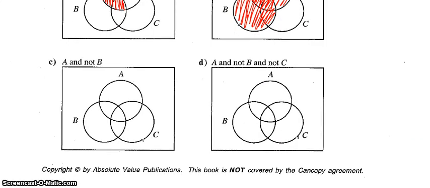Okay, A and not B. So A, so everything here is A, but not B. So not the part that overlaps. So it's just this part. Okay, we don't want B, right? So this is A, but not B.